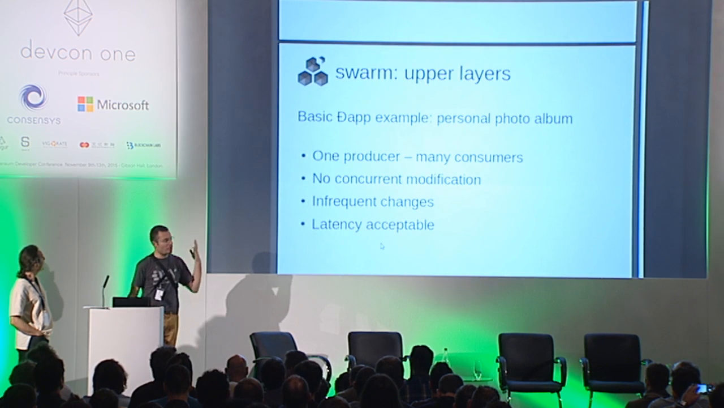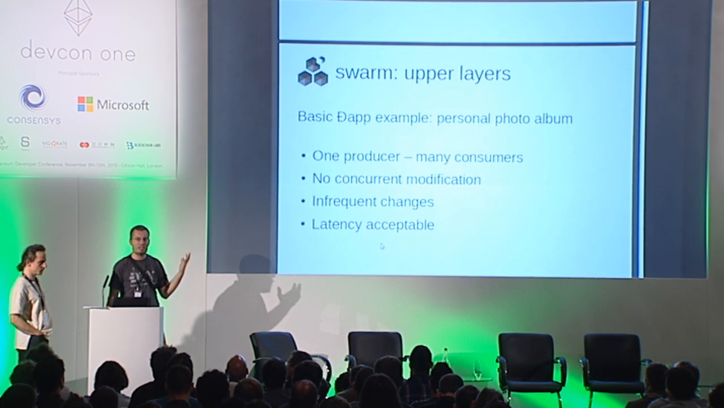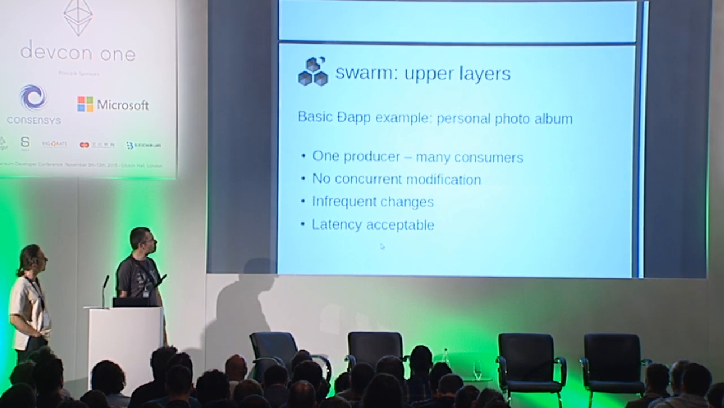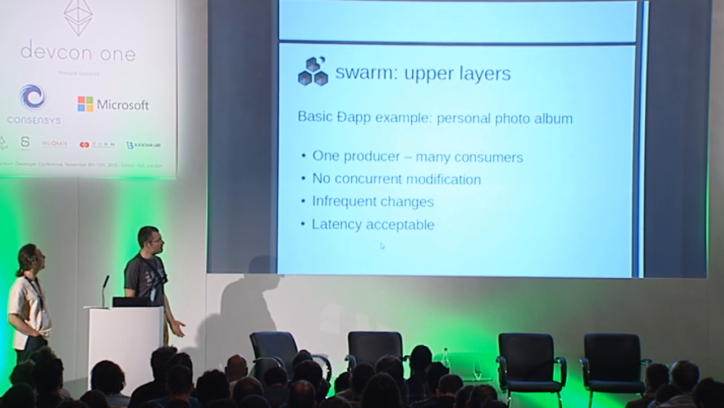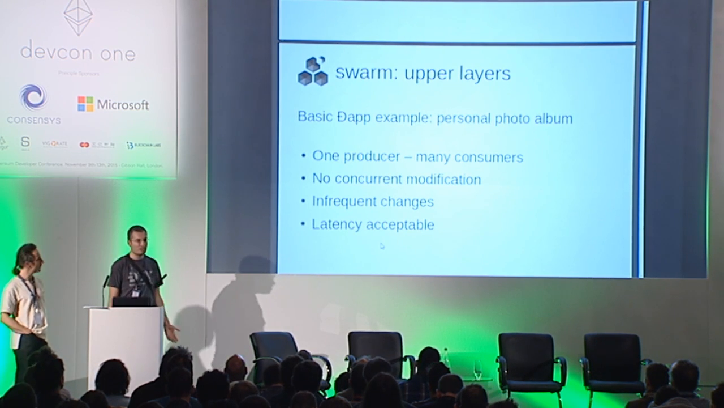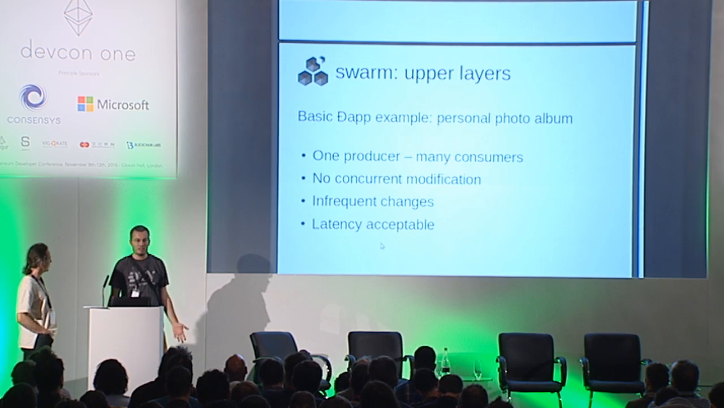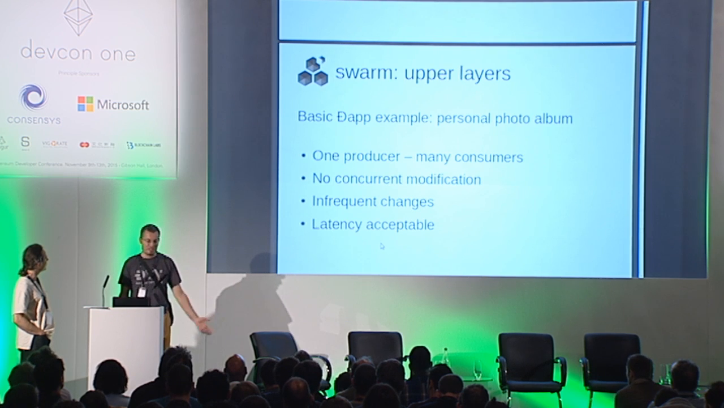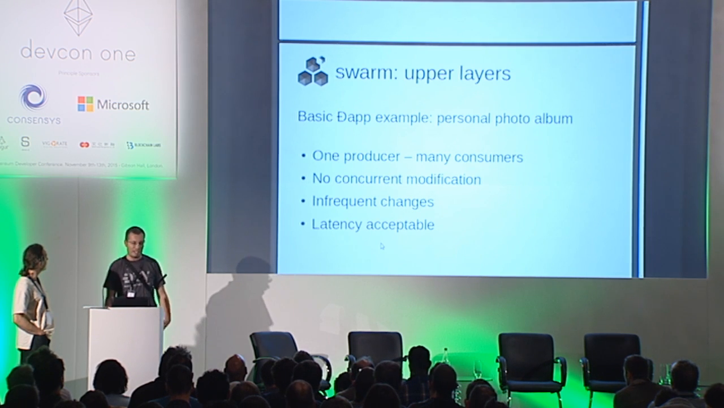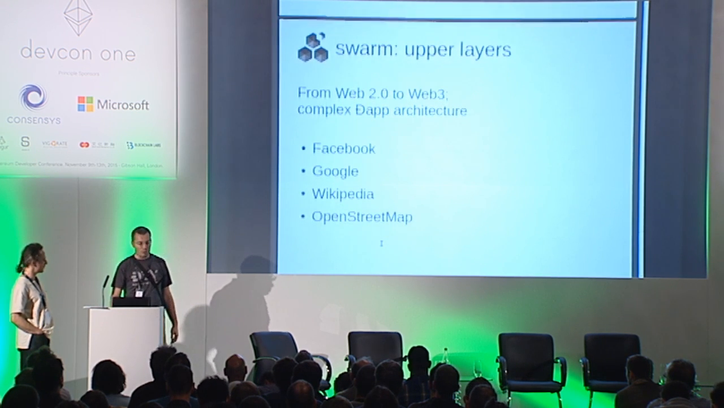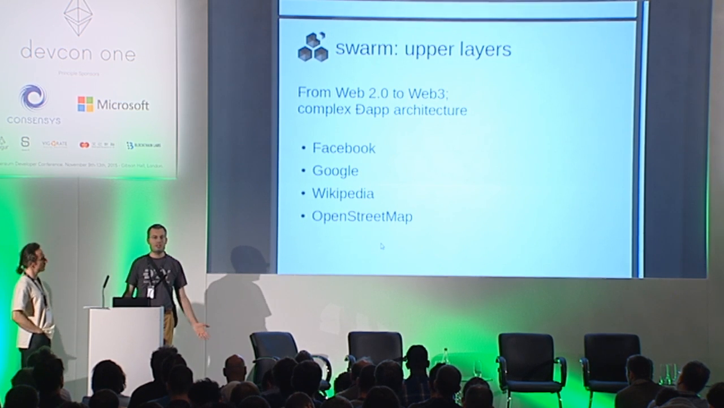So the distributed application, the photo album that I have shown, is basically the simplest distributed app, because you have one producer, many consumers, so you kind of sidestep the difficult problems. There's no concurrent modification, changes don't happen frequently, and latency is acceptable. Like if others see your photo album's changes after a few minutes or even hours, that's not really a big issue. However, it's interesting to think about how would you go from Web 2 to Web 3?